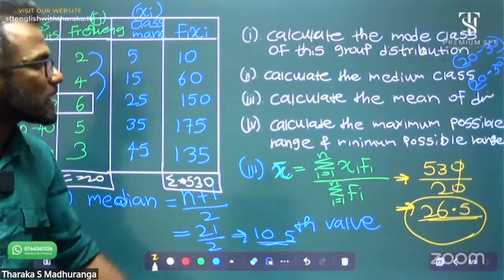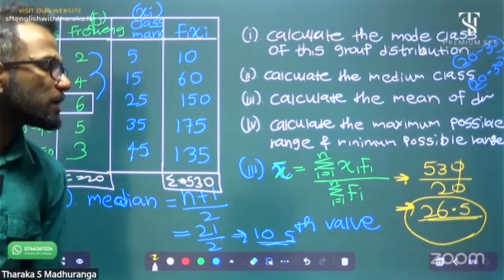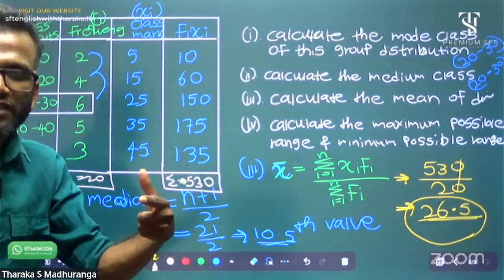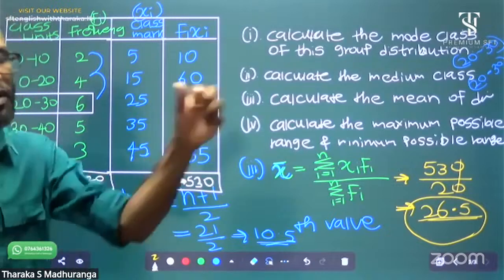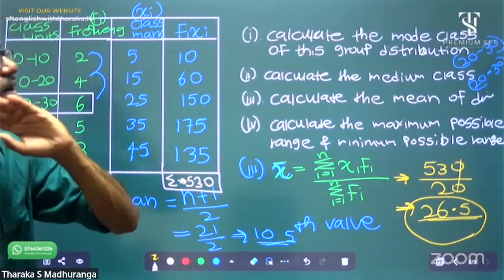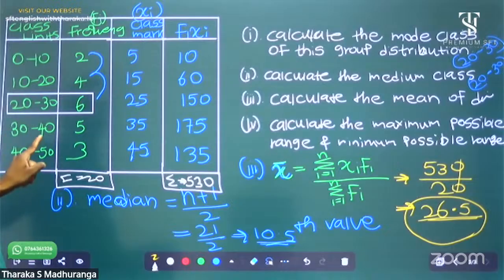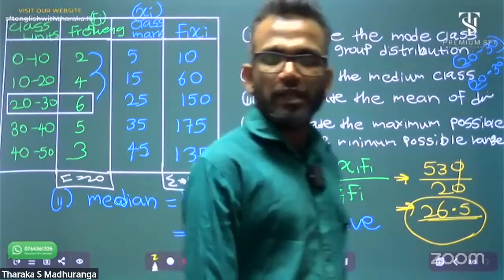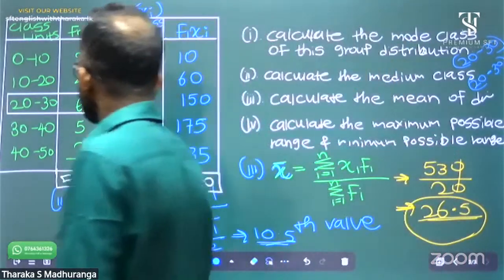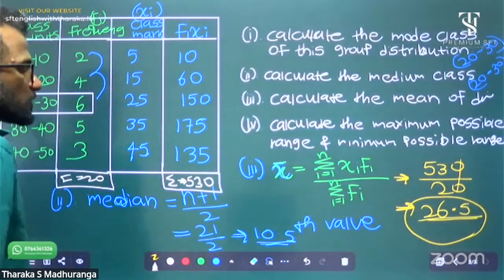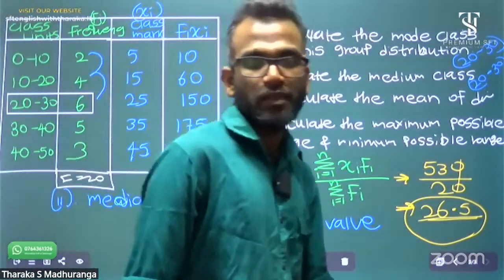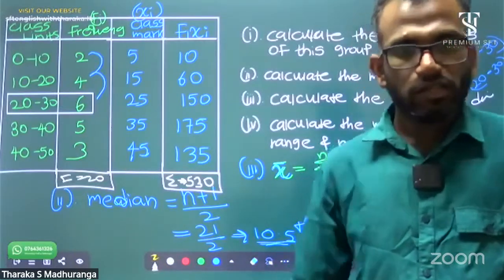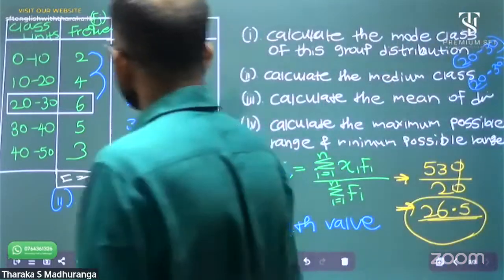Okay, final question. Calculate the maximum possible range and minimum possible range. Okay, what's the meaning of range first? The gap between maximum value and minimum value. What is the maximum possible range? 50 minus 0, 50. 50 is the maximum possible range.